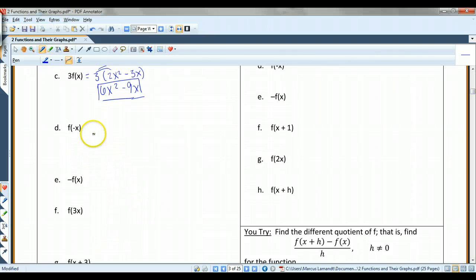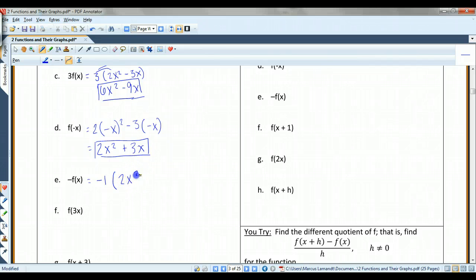If I plug in a negative x, 2 times negative x squared minus 3 times negative x, this gives me 2x squared plus 3x. And I'm not sure why I didn't leave as much space here. I think that's a mistake. But if the negative is outside, then you multiply just the same way you multiplied the 3. So I've got negative 2x squared plus 3x.